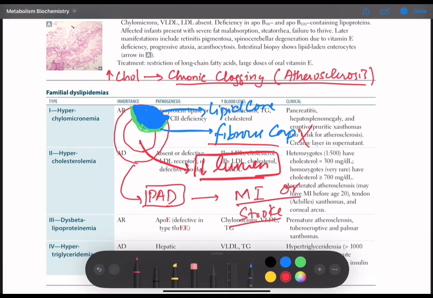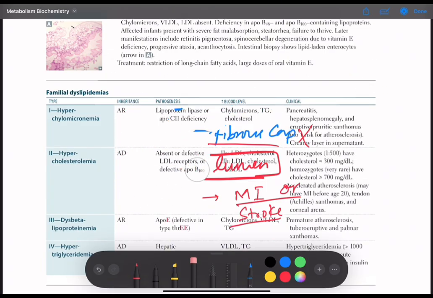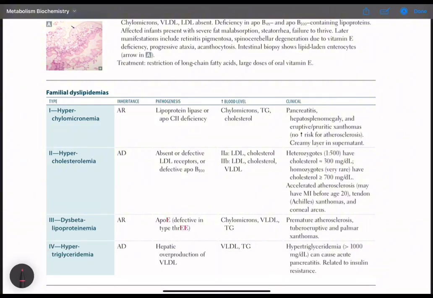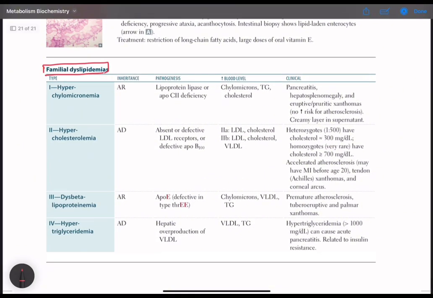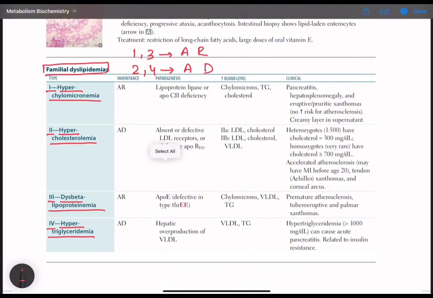So this was all about the higher levels of cholesterol in our body, the effects of higher levels of cholesterol. Now let's come towards the different types of familial dyslipidemias. There are 4 types: 1, 2, 3 and 4. Type 1 is hyperchylomicronemia, type 2 hypercholesterolemia, type 3 dysbetalipoproteinemia, 4 hypertriglyceridemia. The inheritance pattern is that 1 and 3 follow an autosomal recessive pattern, while 2 and 4 follow autosomal dominant. The easy way to remember is that D of dominant is the 4th alphabet, which is an even number, so those disorders which are even numbers are autosomal dominant. So type 2 and 4 are autosomal dominant, and since R is an odd number alphabet, the odd number disorders like 1 and 3 are autosomal recessive.